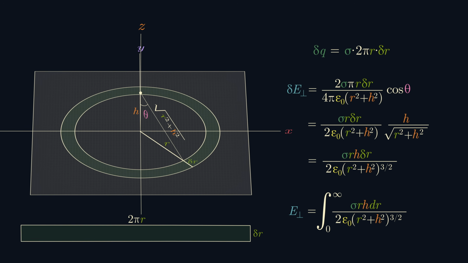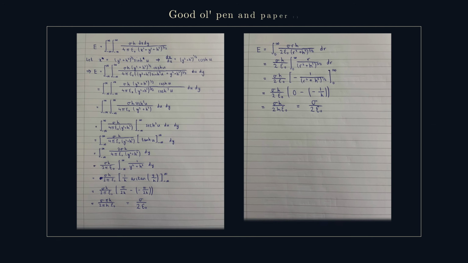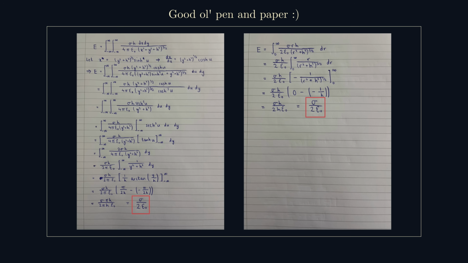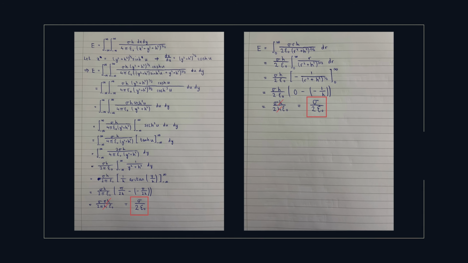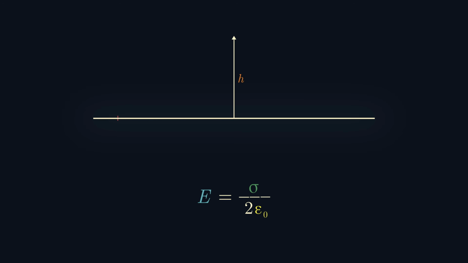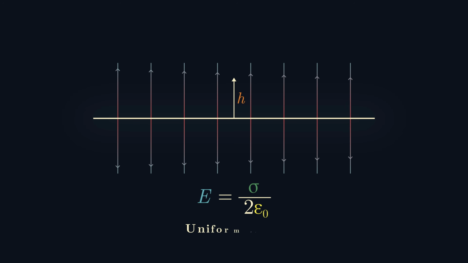Well, as promised, now's the time where we actually compute these integrals. After a bit of reverse chain rule, inverse trigonometry, and limits, when all's said and done, both approaches, thankfully, give the same answer for the electric field strength, which is sigma over 2 epsilon naught. But do you notice something interesting? The h cancelled off. Our final answer is completely independent of the distance from the metal plate. What we've just discovered is the uniform field.